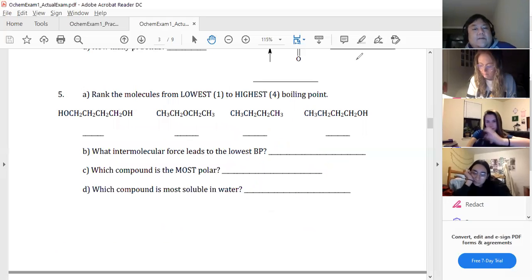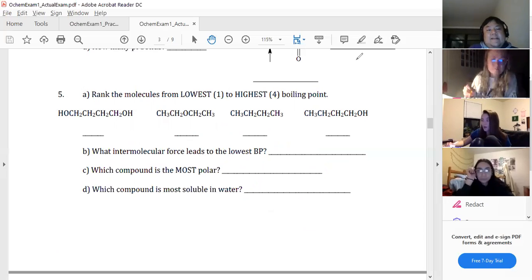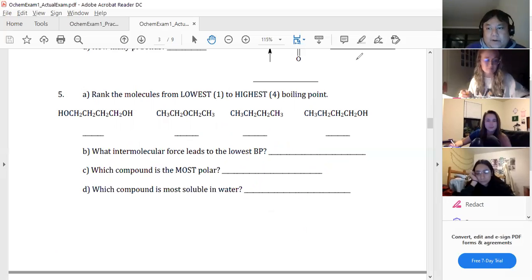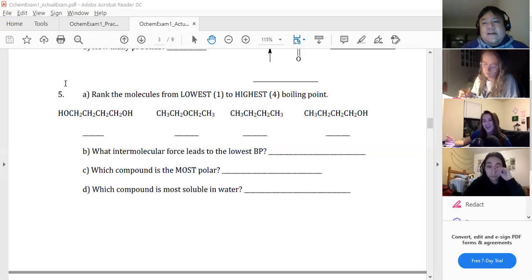Okay. Rank the molecules from lowest to highest boiling point. What is the biggest thing that contributes to boiling point? What's the most important thing? Large molecules. Large is important, but there's something. Give me an I. Give me an M. Give me an F. I, M, F. Intermolecular forces, right? All of these have the same number of carbons, so size is not going to tell you anything.